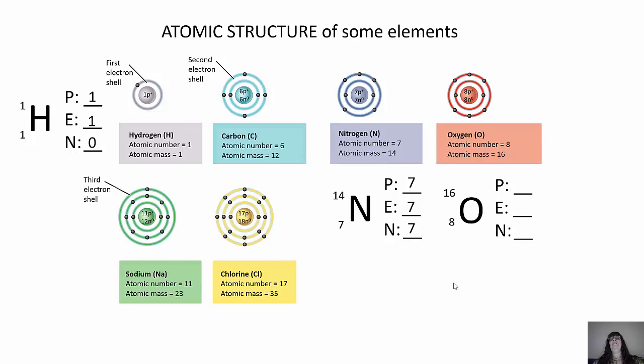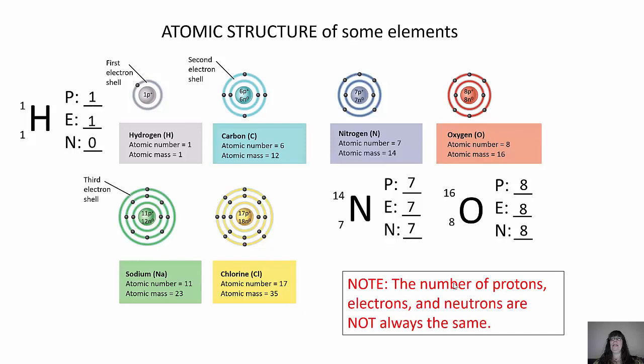Now oxygen, atomic number is 8, atomic mass is 16. So the atomic number tells us the number of protons, which is 8. It's a neutral element, which means it has to have 8 electrons. And then the atomic mass is 16 minus 8, which means it has 8 neutrons. And I am just noticing that 14 and 7 are backwards. The 7 should be on bottom, the 14 should be on top, and the same thing with the oxygen. The 8 should be on bottom and the 16 should be on top. So I apologize for that. I will fix that for the future.